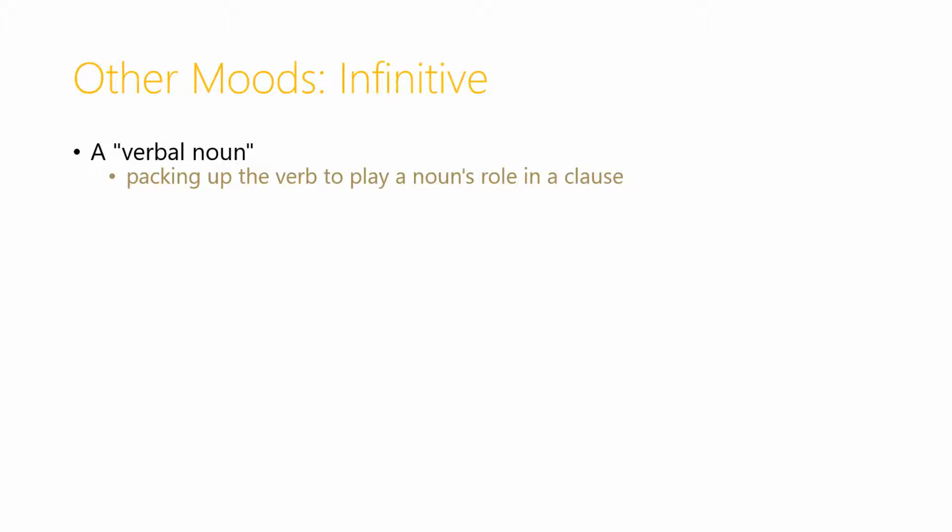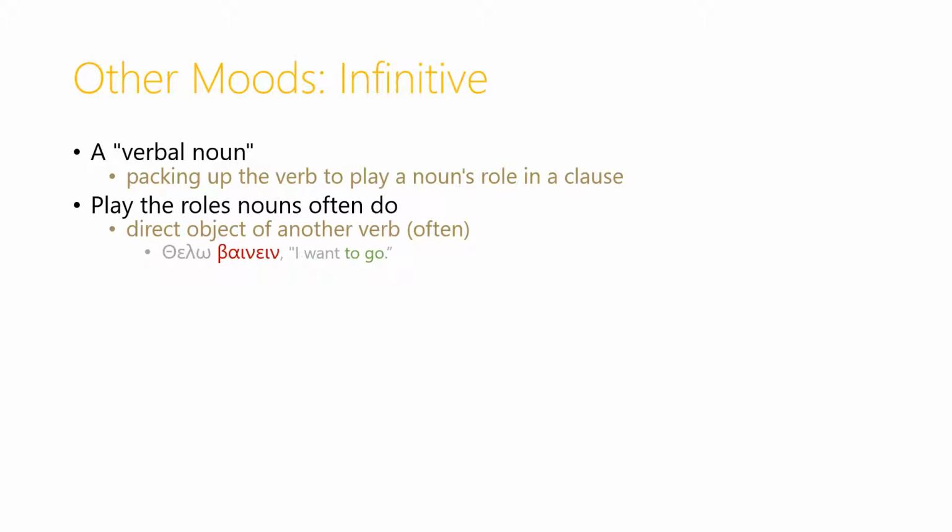What is an infinitive? An infinitive is a verbal noun. You're packing up the verb to play a noun's role in a clause. So we'll find infinitives playing several of the roles that nouns often do. One is as the direct object of another verb, and this is quite frequent. We might say, "thelo iénai," I want to go. The verb there is thelo, that's the indicative verb, but what is it that we want? Well, the object of our desire is iénai, the action of going. And so we translate that, I want to go.